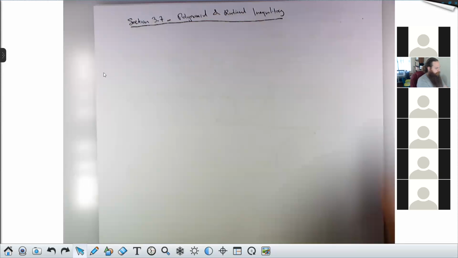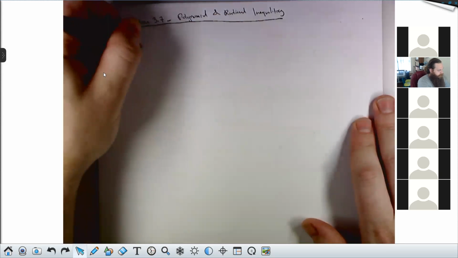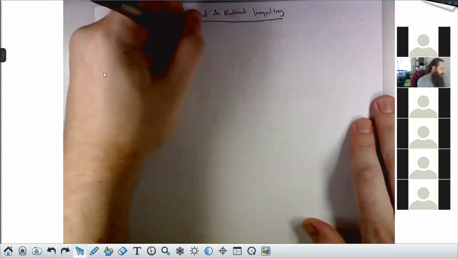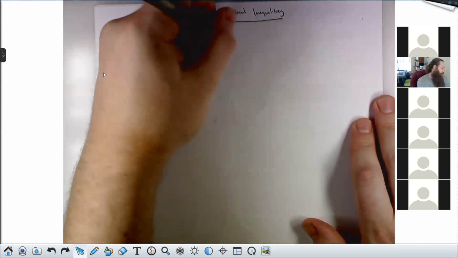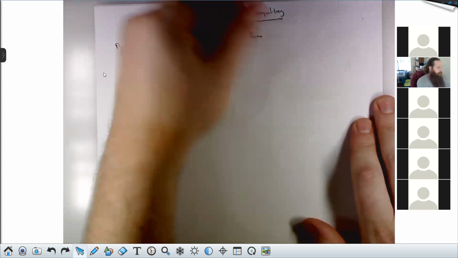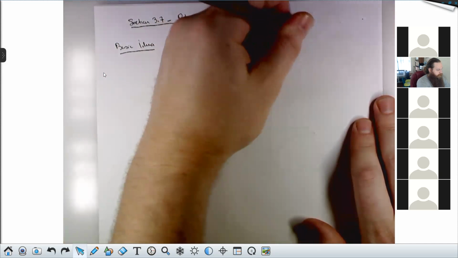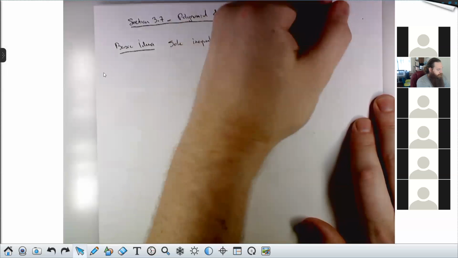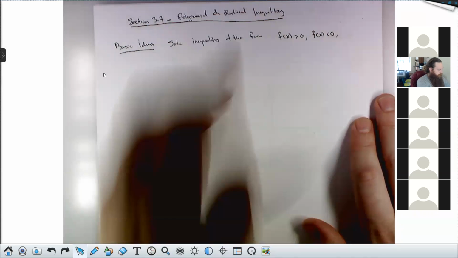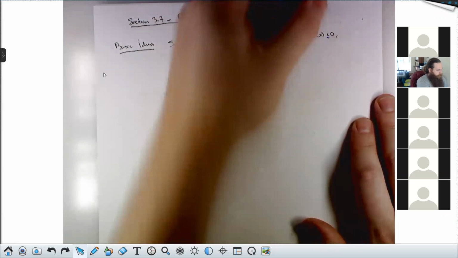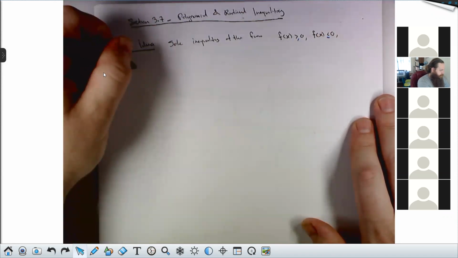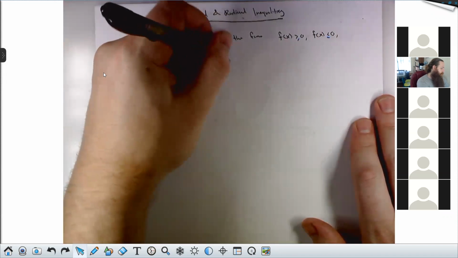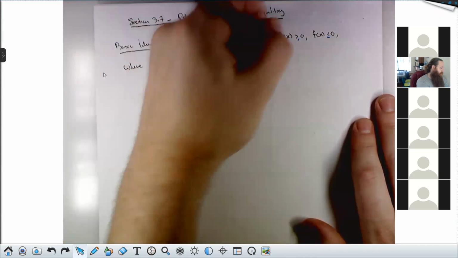The basic idea is we want to solve inequalities of the form f of x is greater than 0, f of x is less than 0, maybe greater than or equal to, maybe less than or equal to, where f is either a polynomial or a rational function.